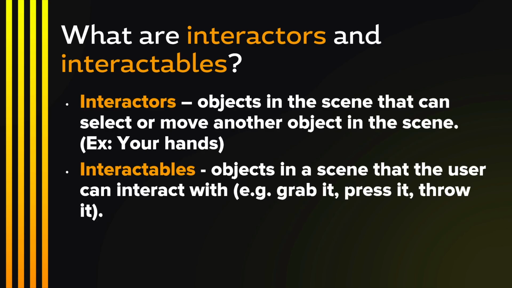So the next thing I want to go over is interactors and interactables. So interactors are objects in the scene that can select or move another object in the scene. And so an obvious example of this are your hands. And interactables are objects in a scene that the user can interact with. They can grab it, press it, throw it. And so an example of these is like the grabbable objects in the scene, like the flashlight and the tennis racket.